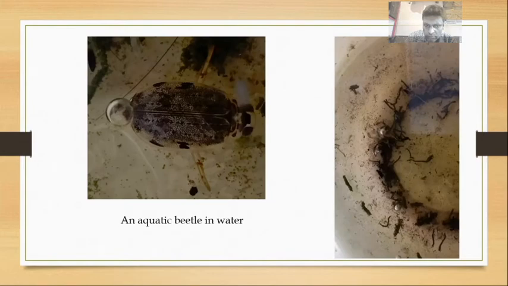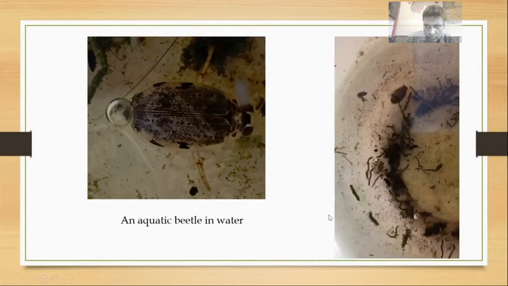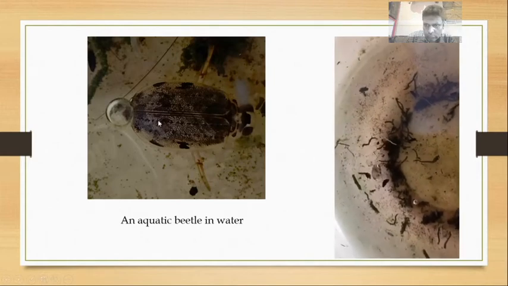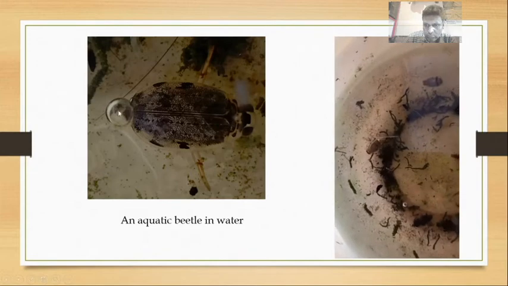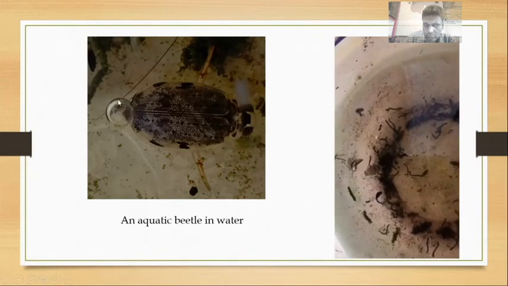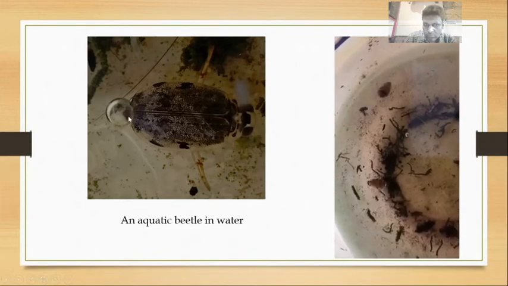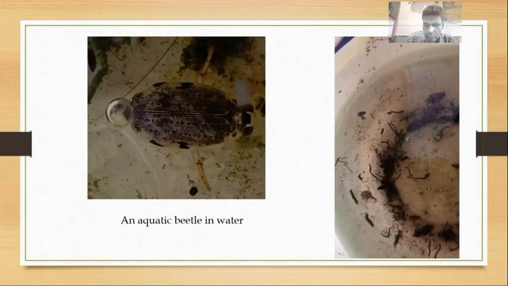Here is a video of an aquatic beetle. This aquatic beetle has the two hind legs extended in the lateral sides almost at 90 degrees to the body. These legs help this beetle in swimming. Here you can see a very interesting bubble, and I'm going to talk about this bubble in my video on respiration.